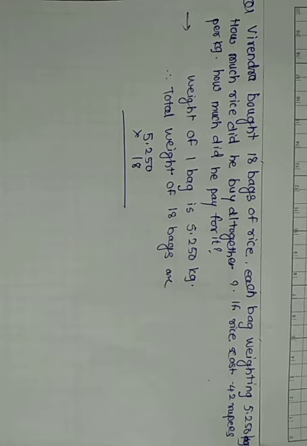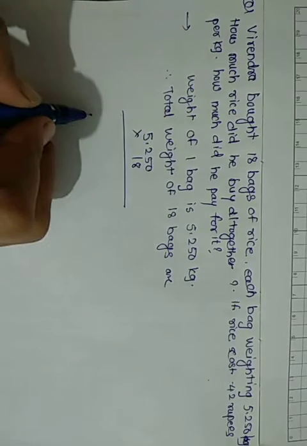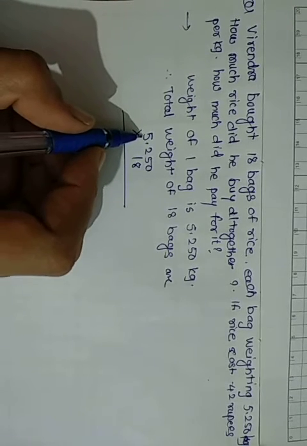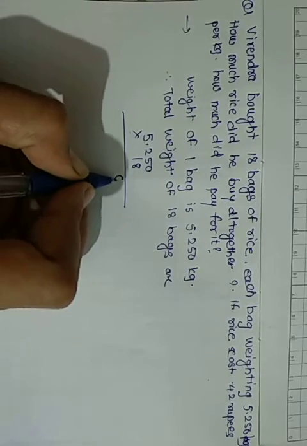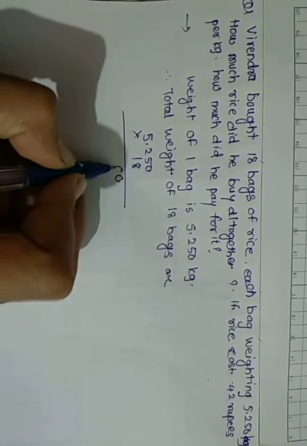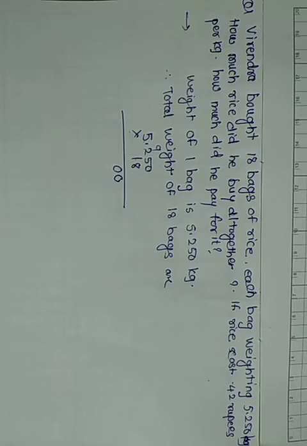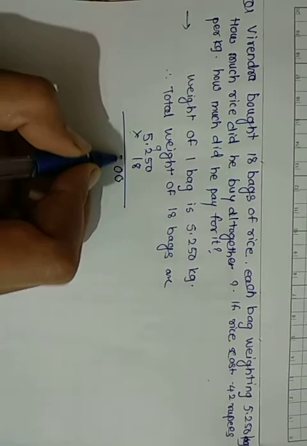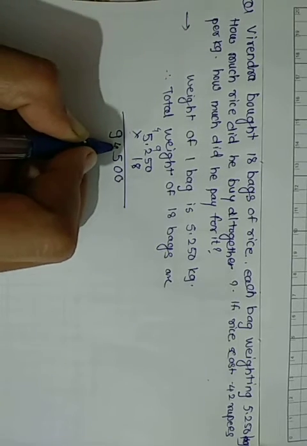5.250 multiplied by 18. First here ignore the decimal point. Do the simple multiplication: 5250 multiplied by 18. 18 0 0. 18 5 is 90. 18 2 is 36. 36 plus 9 is 45. 18 5 is 90 plus 4, 94.